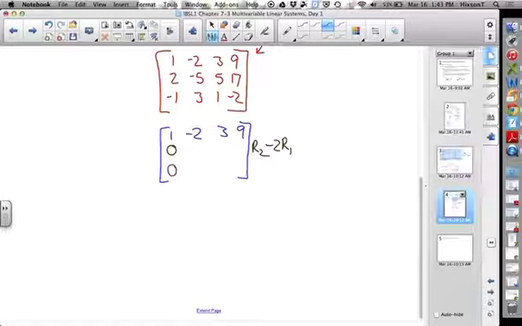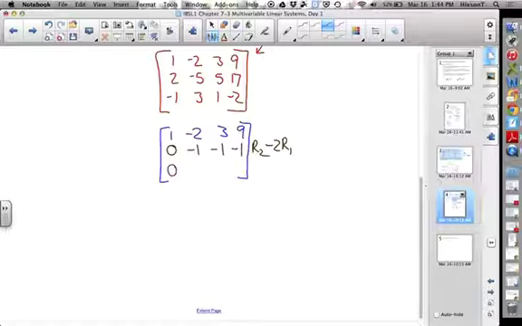2 minus 2 is 0. Negative 5 minus 2 times negative 2 is a plus 4. So negative 5 plus 4 is a negative 1. Right? 3 times negative 2 is negative 6. So 5 plus a negative 6 is a negative 1. 9 times a negative 2 is negative 18. 17 plus a negative 18 is a negative 1. Okay? So I got my 0 there in the second row in the first column.